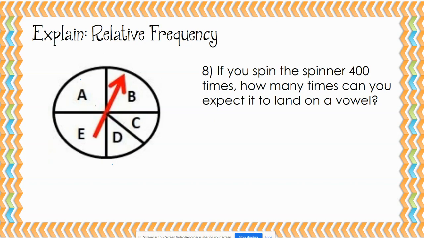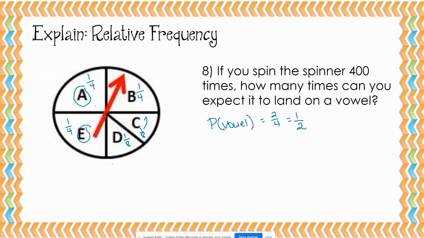So that means A is 1/4 of our spinner, B is 1/4 of our spinner, and E is also 1/4 of our spinner. But C and D together are 1/4. So that means each one of these is actually 1/8 because it's 1/4 divided by 2. Now, if we spin the spinner 400 times, how many times could we expect it to land on a vowel? Well, when we look at our spinner, A is a vowel and E is a vowel. So there are 2 vowels on our spinner out of 4 pieces. So the probability of landing on a vowel would be 2 out of 4 or 1/2.